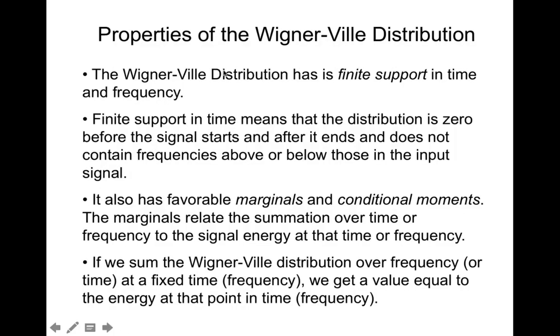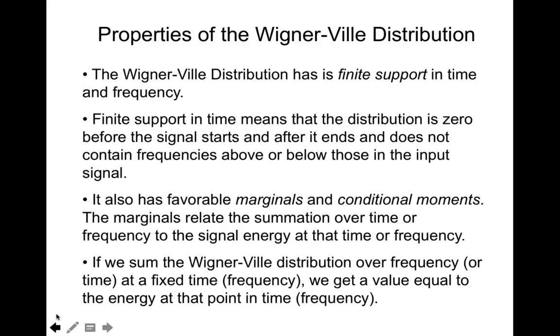So the Wigner-Ville distribution does have finite support in time and frequency, unlike the short-term Fourier transform. Finite support in time means the distribution is 0 before the signal starts and it's 0 after it ends. It doesn't contain frequencies above or below those in the input signal. It also has what we call favorable marginals and conditional moments. The marginals relate the sum over time or frequency to the signal energy at that time or frequency. So we're having energies in the distribution that are similar or identical to those in the actual signal.